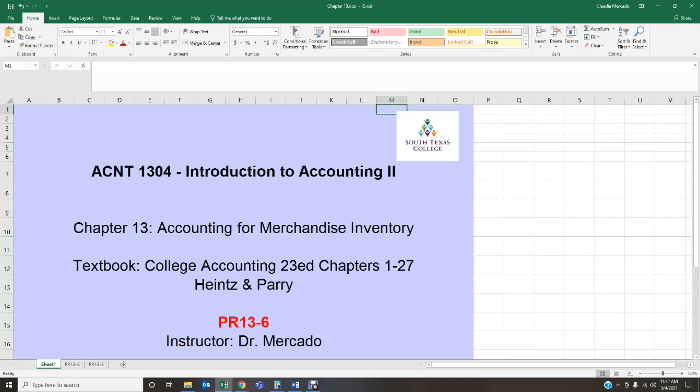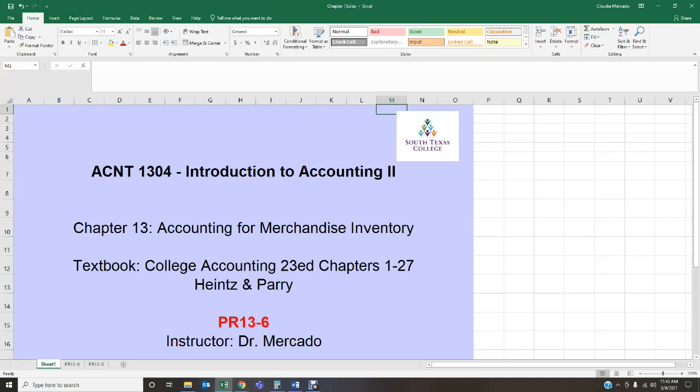Now during this week we're going to be covering Chapter 13, which deals with accounting for merchandise inventory. This is actually one of my favorite chapters because we get to calculate our ending inventory, either the inventory that has been sold or the inventory that we have on hand. So it deals with a variety of different inventory methods. This is a chapter that has a lot of information. Please make sure that you read it carefully, okay?